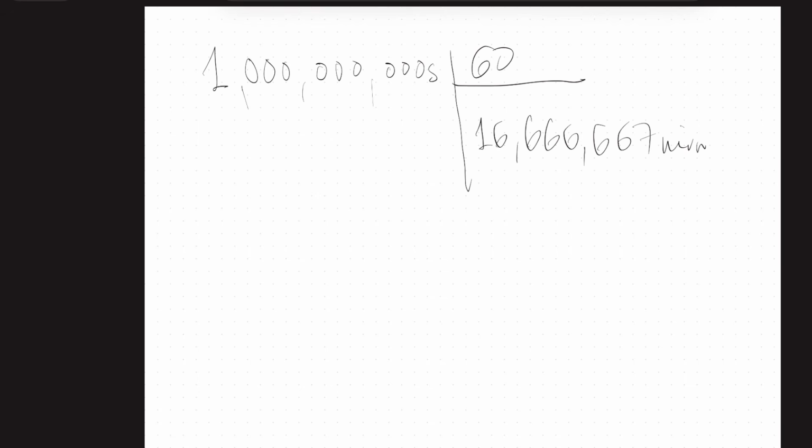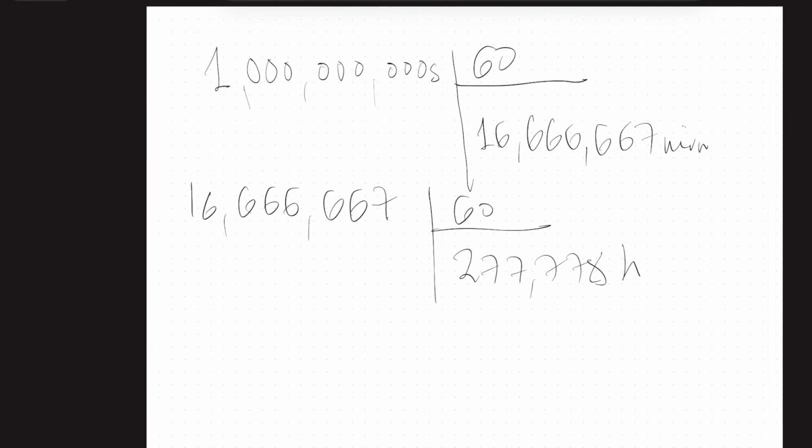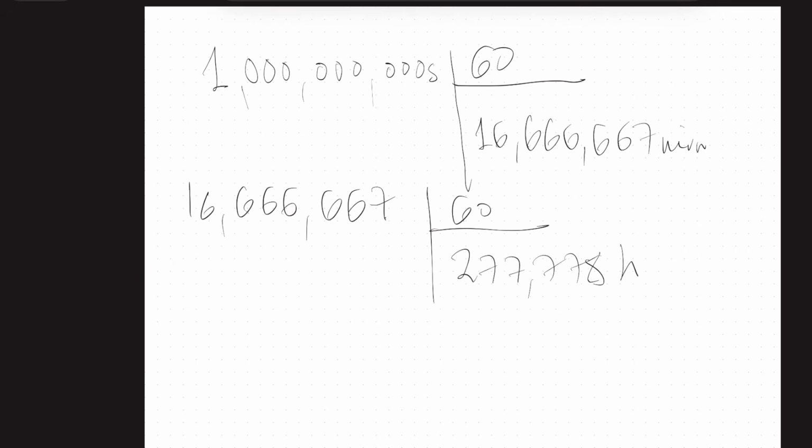Let's continue doing the math. Let's convert these minutes into hours, so we are going to divide that by 60. 16,666,667 divided by 60. The answer we are going to get here is 277,778 hours. That's what's going to give us in hours.